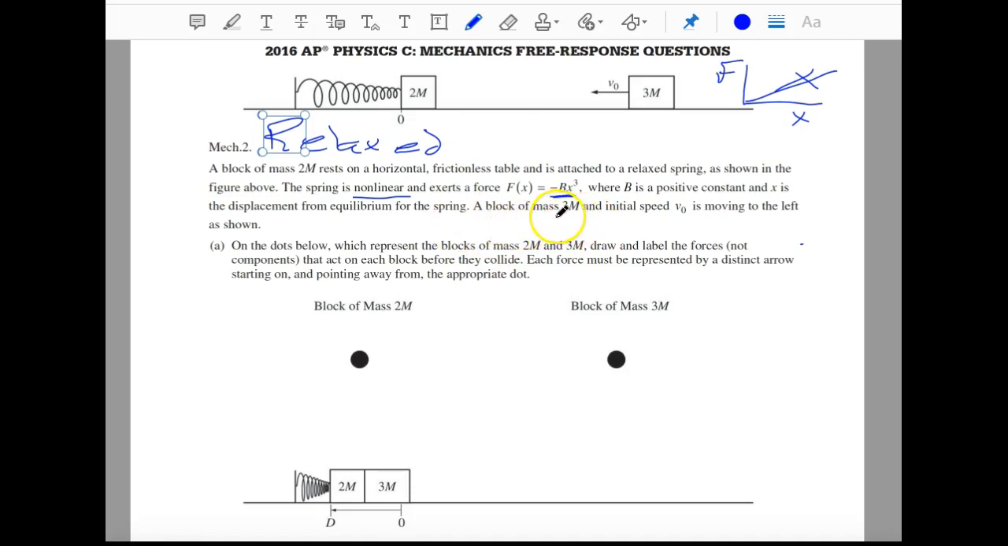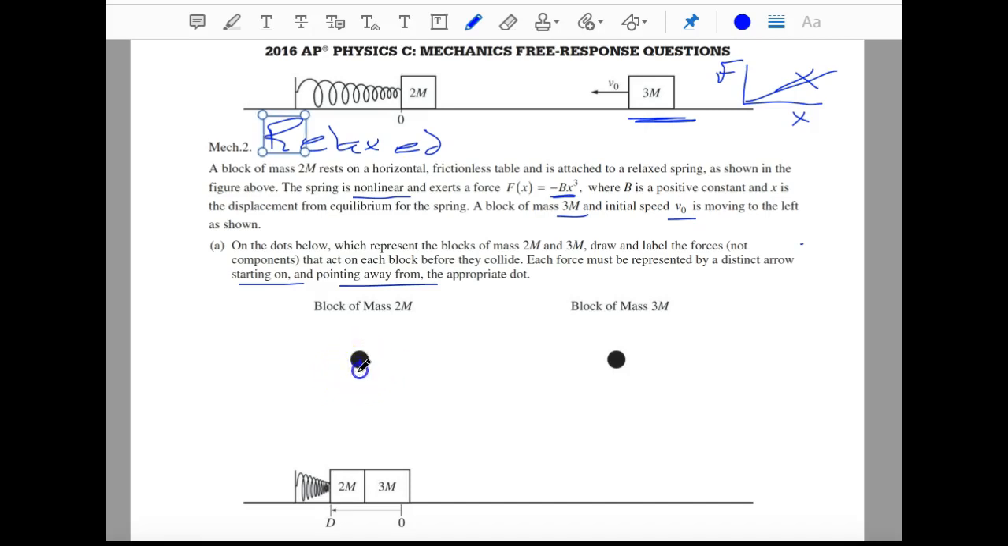A block of mass 3m and an initial speed of v0 is moving to the left as shown. On the dots below, which represent the blocks of mass 2m and 3m, draw and label the forces, not the components, that act on each block before they collide. Each force must be represented by a distinct arrow starting on and pointing away from the appropriate dot. So that's just really important for you to always remember to do.